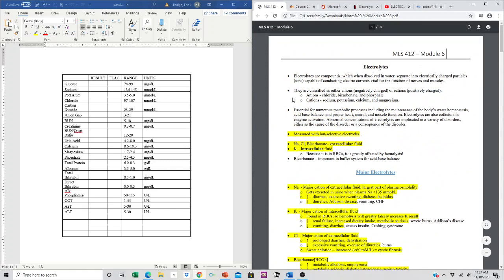So let's come up here. Electrolytes are measured with ion selective electrodes. In the instrumentation part that's in the other class, we probably went over that, but I wanted to go over it at this point.